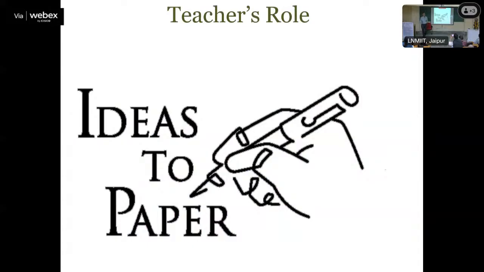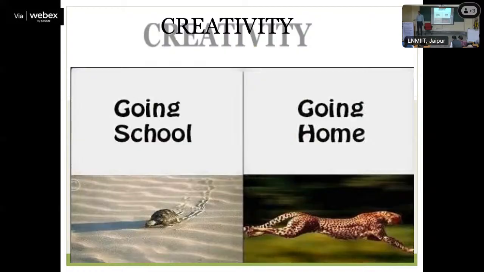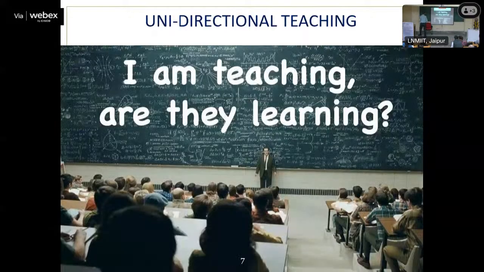The teacher's role is to convert the ideas into paper so that students can understand what is to be learned. We can see the various roles of the teacher: talk, walk, and support. And we can see various methods are already used there. This is typical: when a student is going to school, he moves very slowly. When he's going home, his speed is fast. So this is how typical school students move.